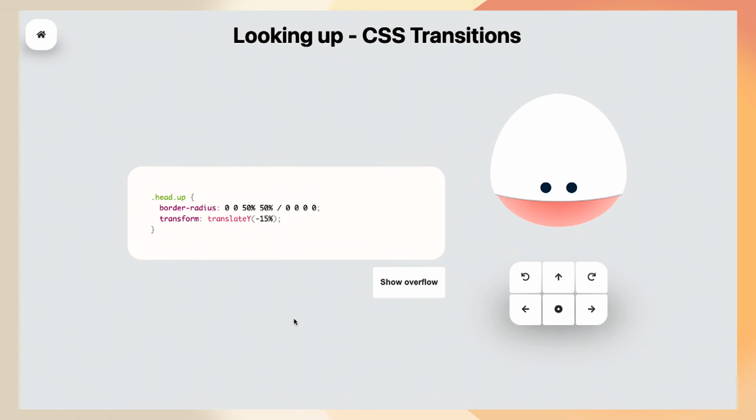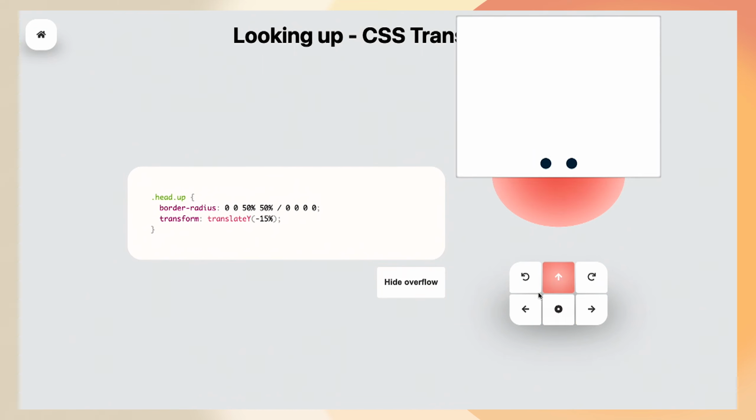First up, we're going to make Mira look up. We can only make her look up so much because we can't really invert a border radius downward. So basically what we're going to do here is change the border radius and apply a small transformation so that the head shape kind of looks up. And if I show the overflow, this is why we made the div bigger. You can kind of see what happens here.